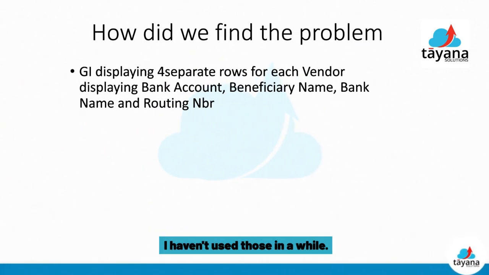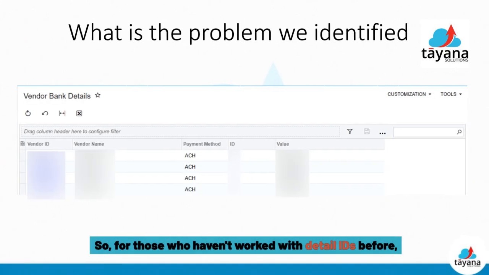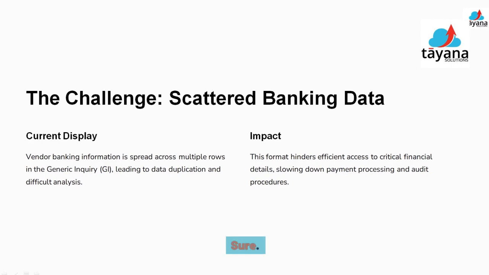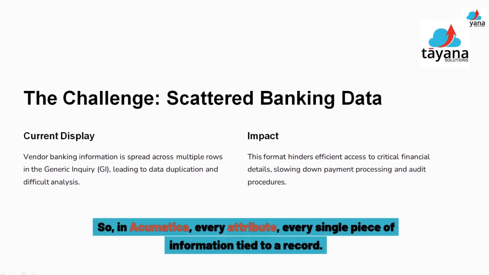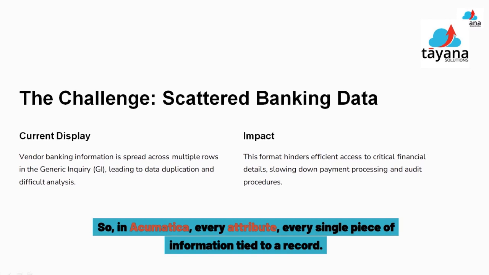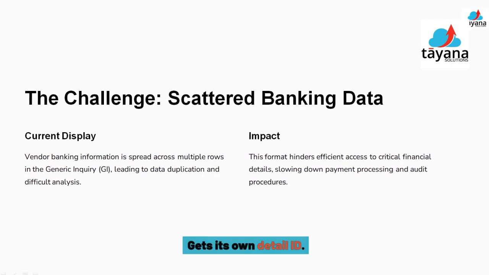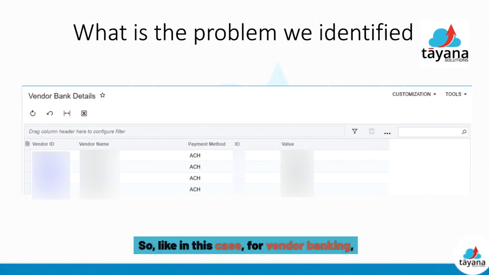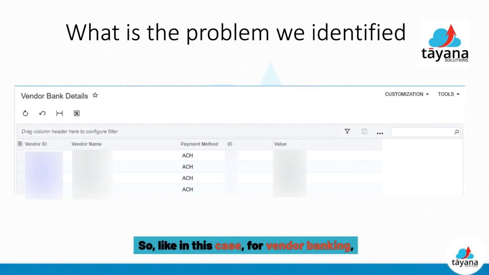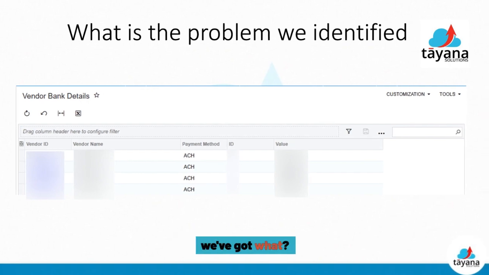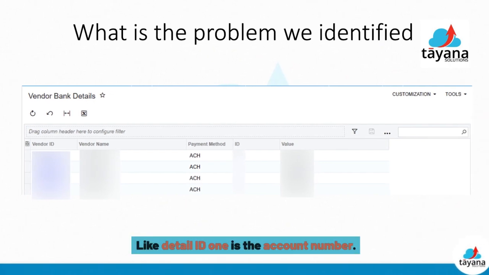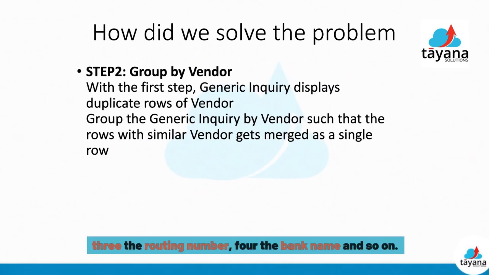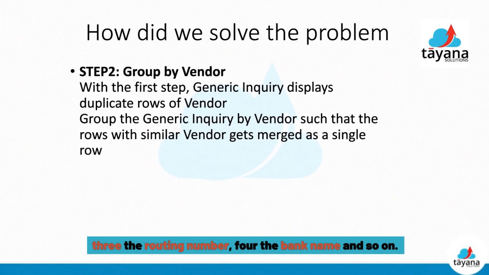Oh, detail IDs. I haven't used those in a while. For those who haven't worked with detail IDs before, how do those work again? Can you give us a quick breakdown? Sure. In Acumatica, every attribute, every single piece of information tied to a record gets its own detail ID. Think of it as a unique label for each data point. So for vendor banking, detail ID 1 is the account number, 2 is the beneficiary name, 3 the routing number, 4 the bank name, and so on.